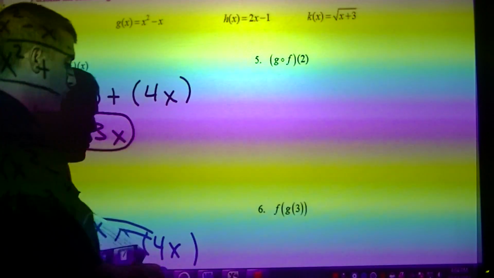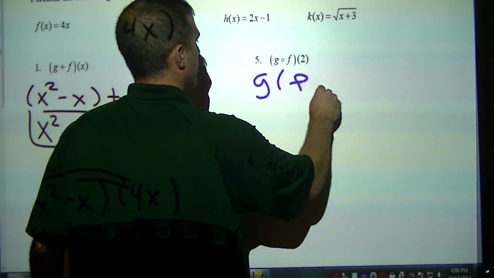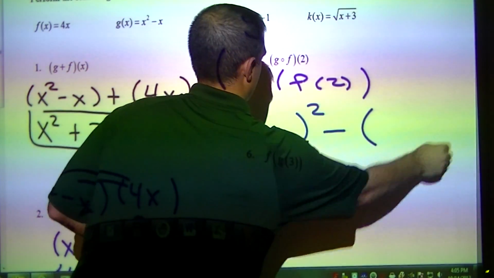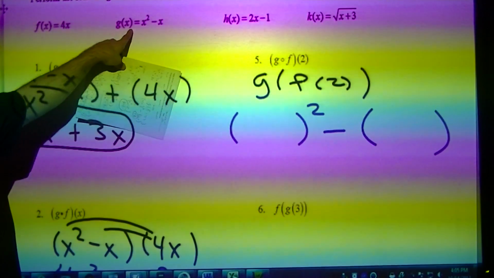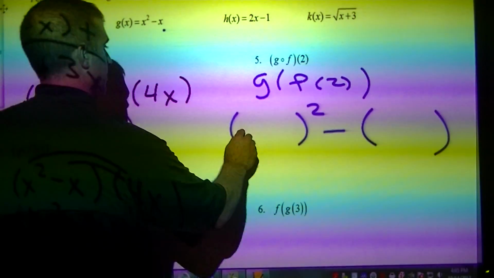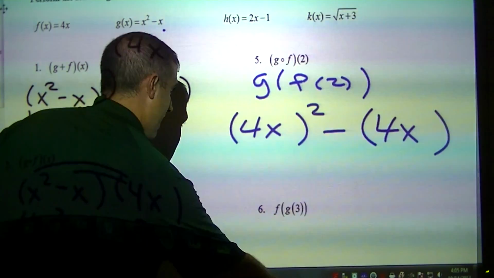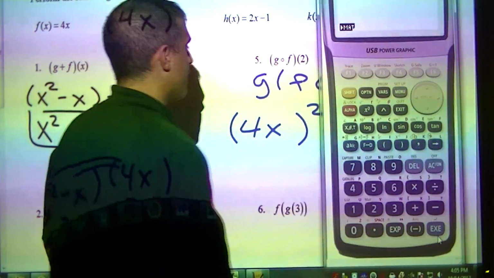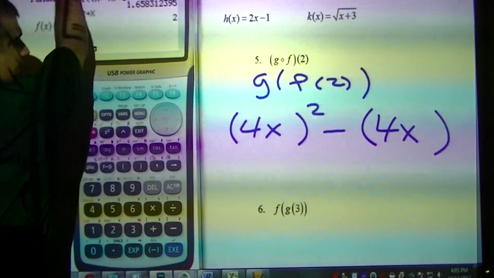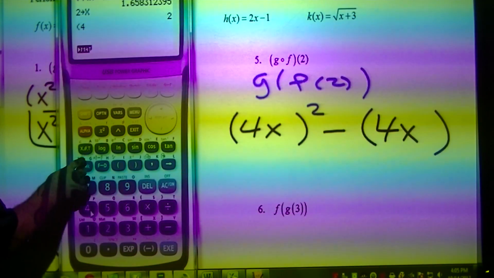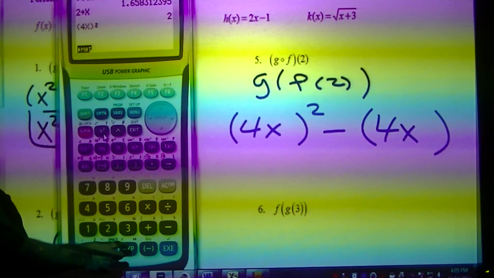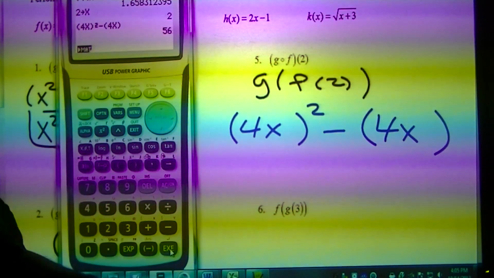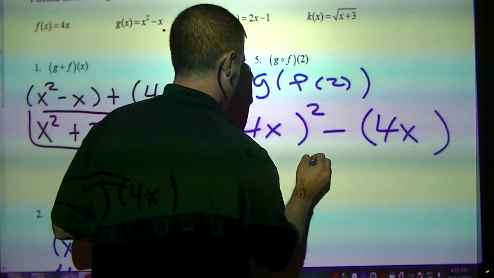All right, moving up to number 5. Once again, this is g of f of 2. So what I'm going to start with is the g function. I'm putting parentheses where I see where x is. I'm going to fill in f. Now, since I've got the 2, I'm going to program 2 into the calculator. 2 is going to go in for x. So when I type this in, all I've got to do is 4x squared minus 4x. And since we programmed that amount in, we get the answer of 56 would be my answer here.